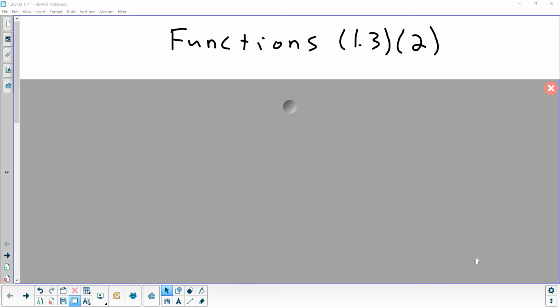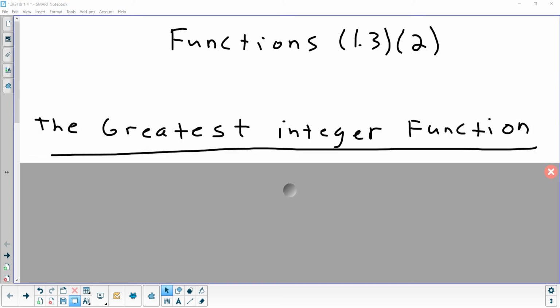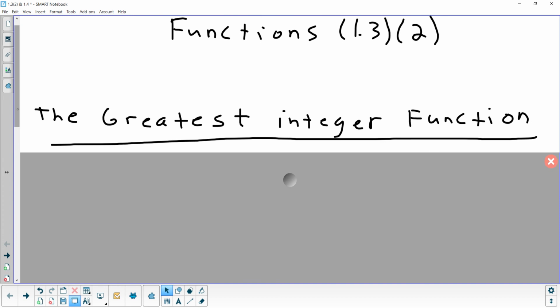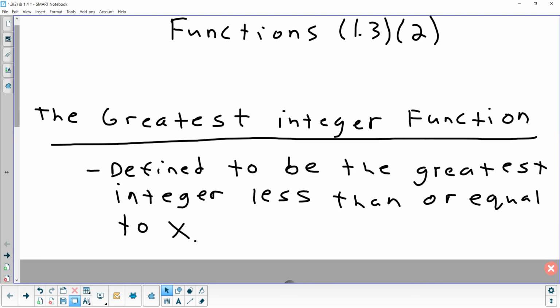Let's finish up section 1.3, part 2. We're going to start out with a function called the greatest integer function. It's a very, very simple function. And the definition is, you give me a number, and I'll give you the biggest integer I can that's less than that number. That's the greatest integer function.